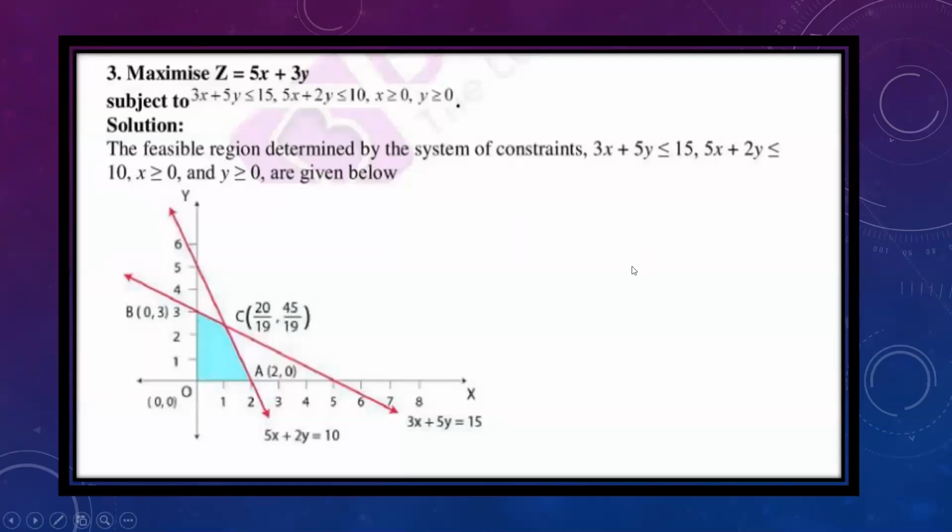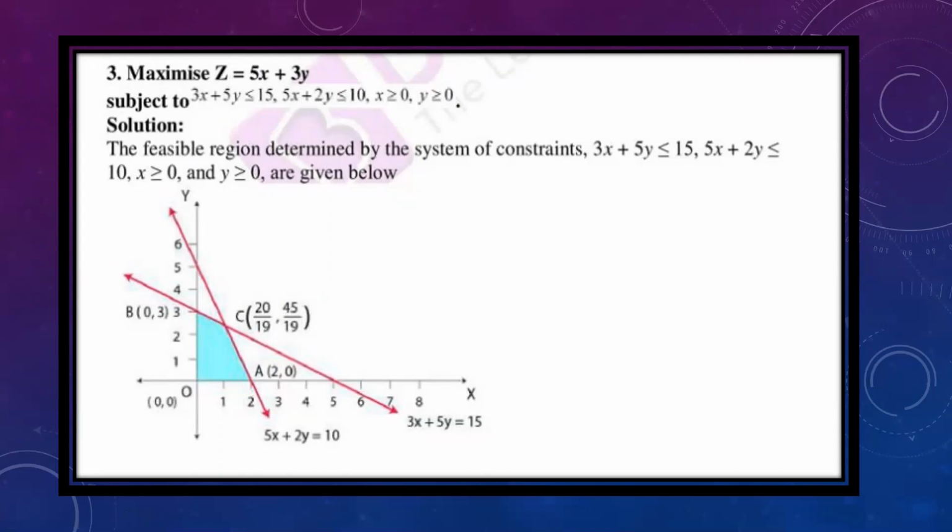Here is one problem where I have shown the graphical method. The objective function is maximize z equals 5x plus 3y, and the constraints are 3x plus 5y is less than or equal to 15, 5x plus 2y is less than or equal to 10, and then the non-negative constraints, that is x is greater than or equal to 0, y is greater than or equal to 0. So you can see here there are two variables x and y, so we can use the graphical method here.